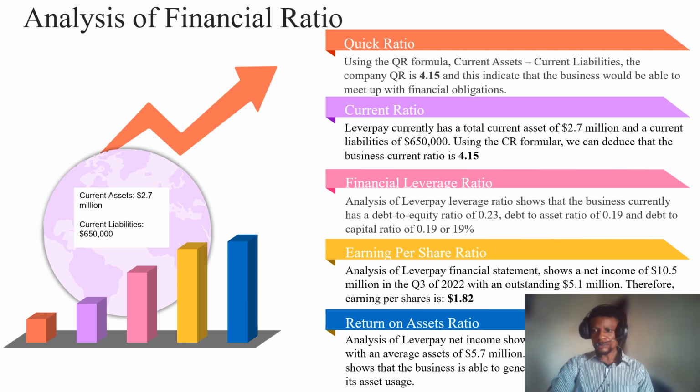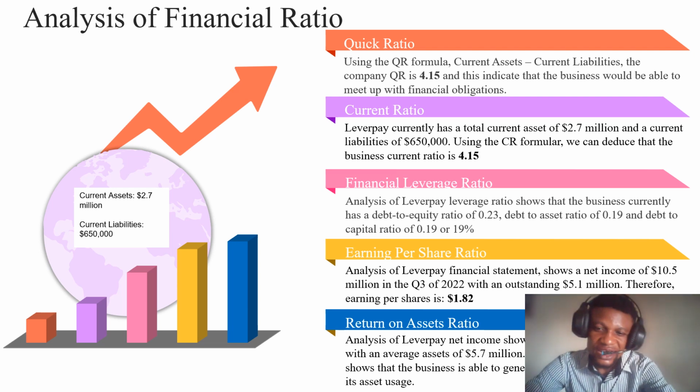To calculate return on asset, we divide net income by average asset. Looking at the analysis of Liverpay, net income is 10.5 million with an average asset of 5.7 million, therefore the return on asset is 1.84, and this tells us that the business is able to generate 4% profit from every $1 of its asset usage. So we can tell that the business is doing relatively fine in this regard.